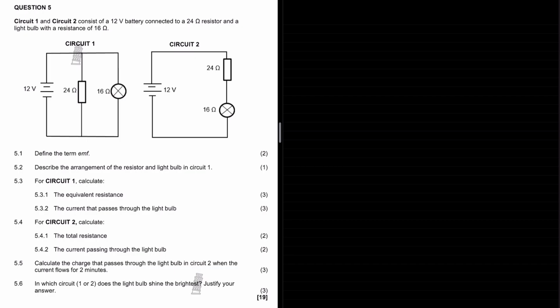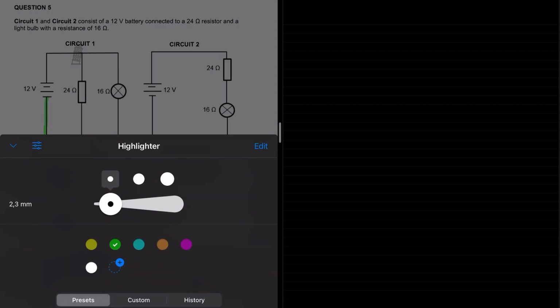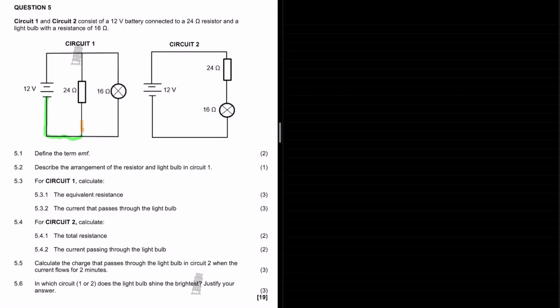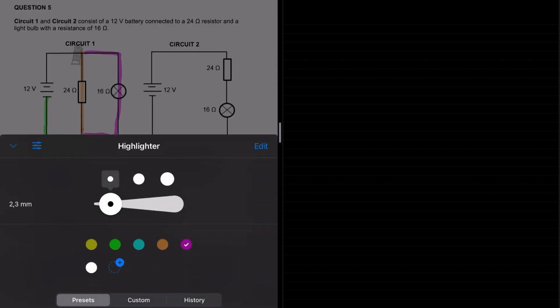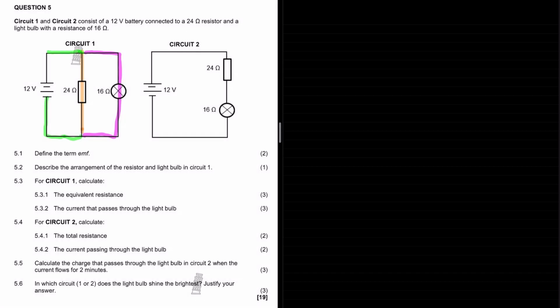Describe the arrangement of the resistor and light bulb in circuit 1. Now to figure this out, I'm going to use a highlighter to highlight the pathway that current will take. So current will flow out in one direction and it's going to reach this point. And it's at that point where the current is going to split. So it'll split here and it'll split here. Thereafter, it'll join back up and flow back through to our battery.